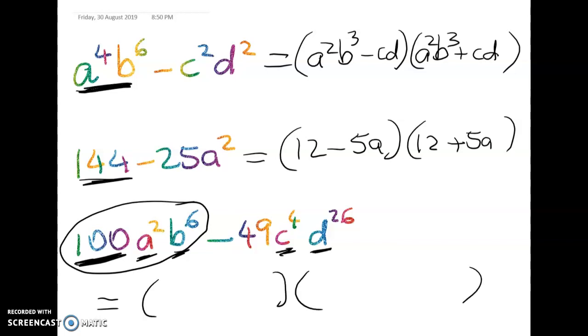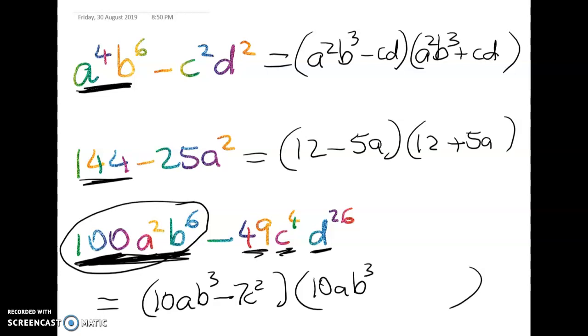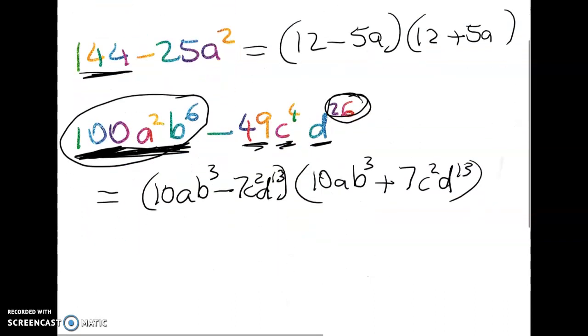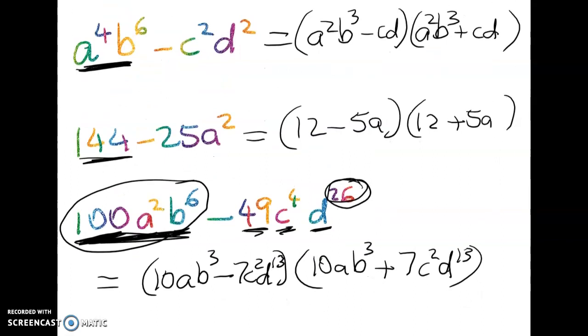So this is a square number, and this is a square number. The square root here is going to be 10ab cubed minus 7c squared d to the power of 13. Just checking that you're awake. Yeah, so we're just halving that 26. And here we've got plus 7c squared d to the power of 13. Right, I think that's all on that screen.